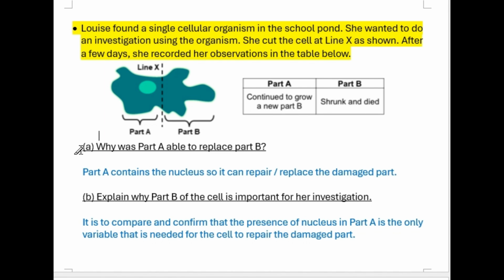Why was Part A able to replace Part B? Part A contains the nucleus, so it can repair/replace the damaged part.